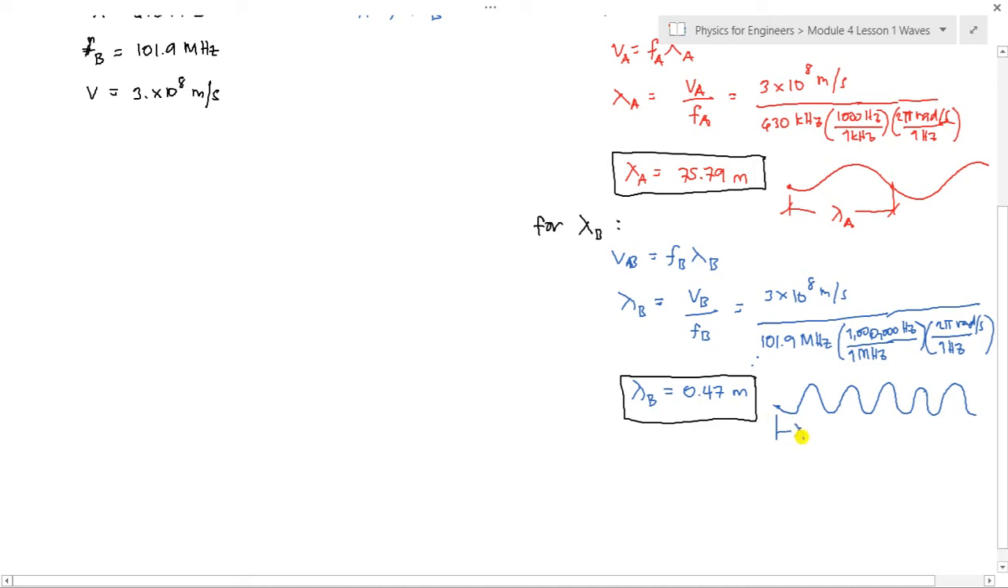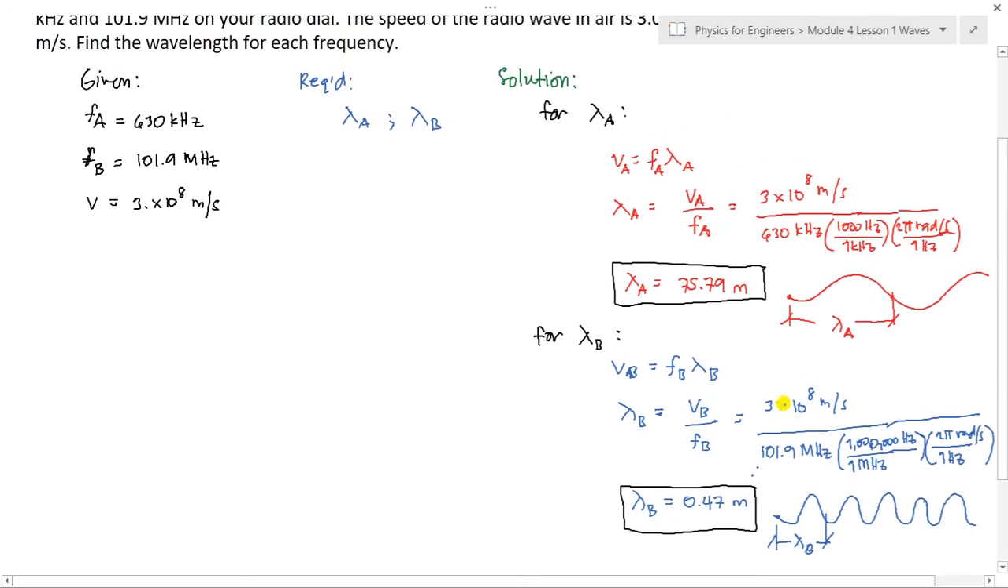So this one is the wavelength lambda B. So big difference, class. If the frequency is small, the wavelength is long. And if the frequency is large, the wavelength is small and very fast. The propagation is fast.